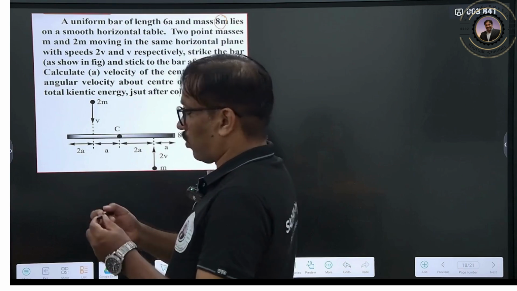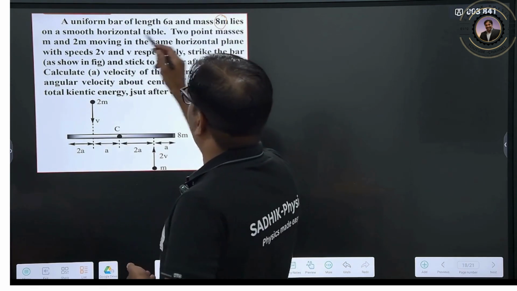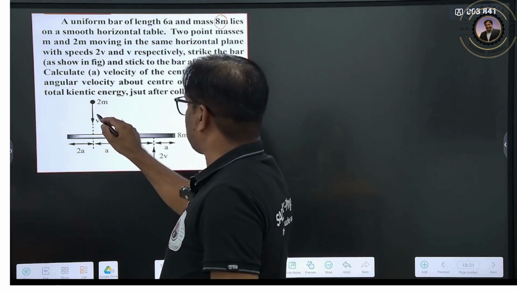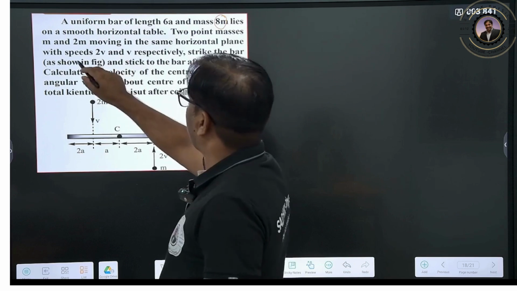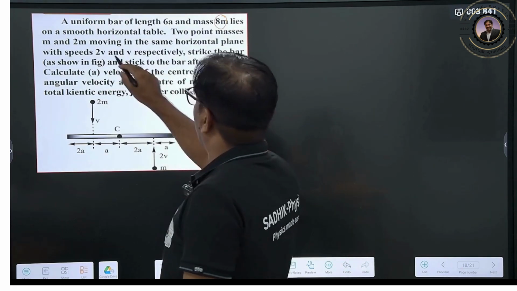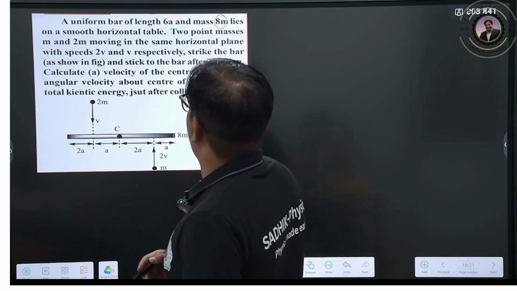It lies on a smooth floor like this. There are 2 point masses of m and 2m, moving on the horizontal plane with speeds v and 2v. This diagram is shown, and they stick to the bar after the collision.